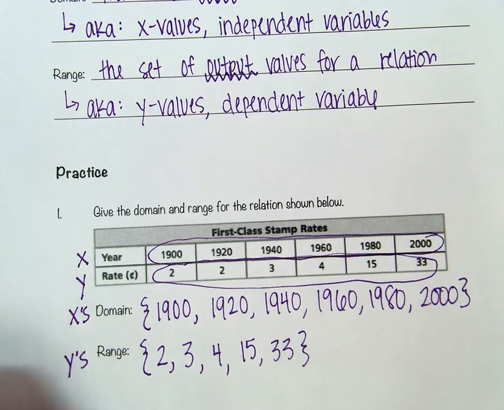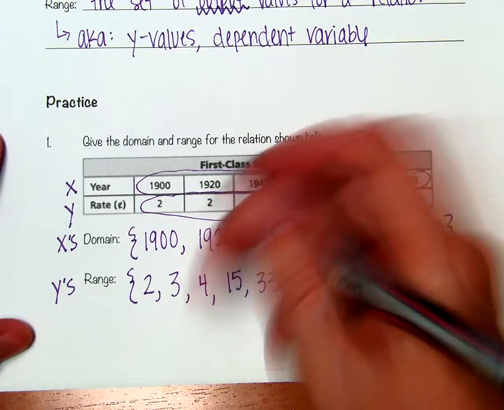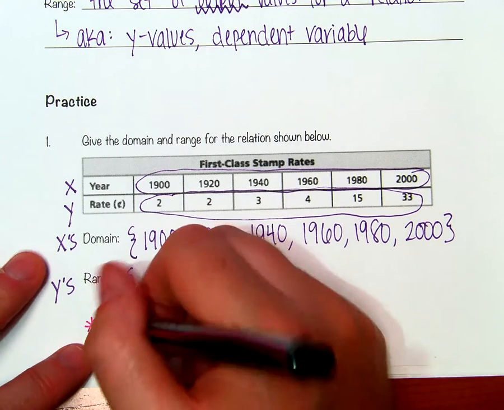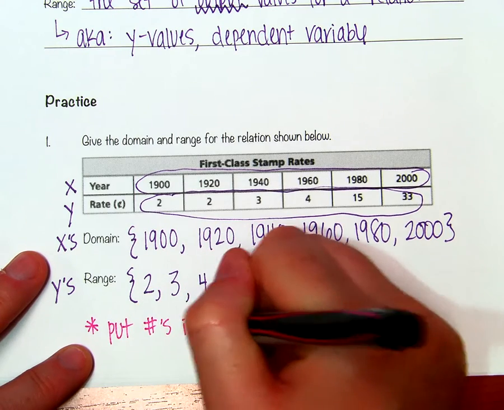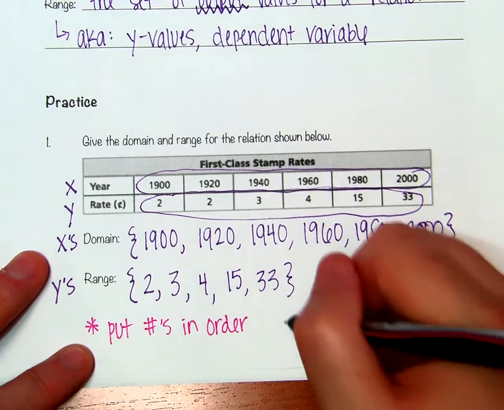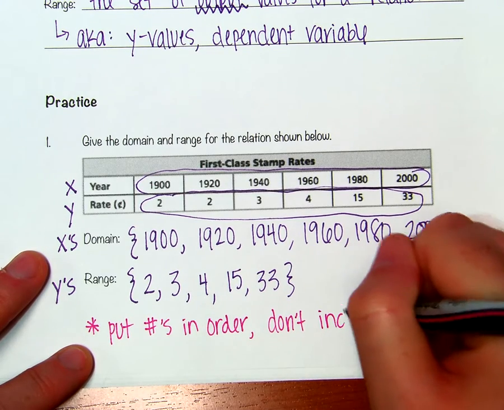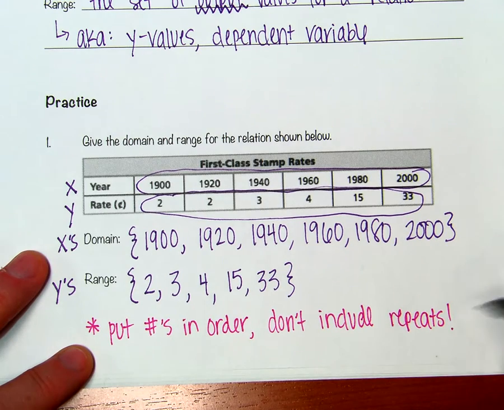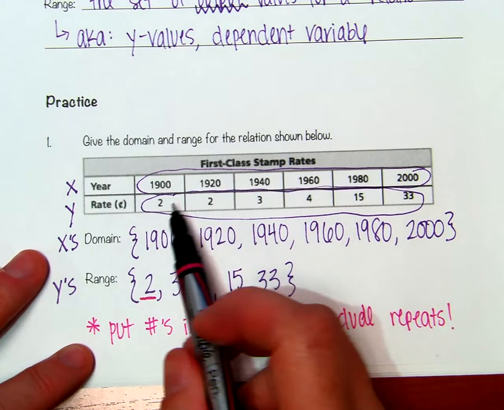All right, so we're going to make a little note here. A couple things to keep in mind when you're asked to do this on your homework, because you'll see very similar problems. When you make your list, make sure you put numbers in order. Also, besides just putting them in order, you don't include any repeats. So put numbers in order when you list them out and don't include any repeats. For example, I only listed out 2 once in my range, even though there were actually two 2s listed. I did not repeat it.